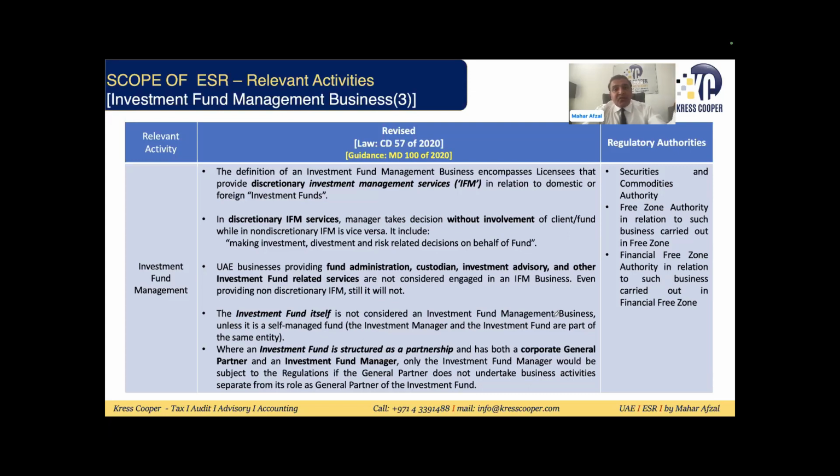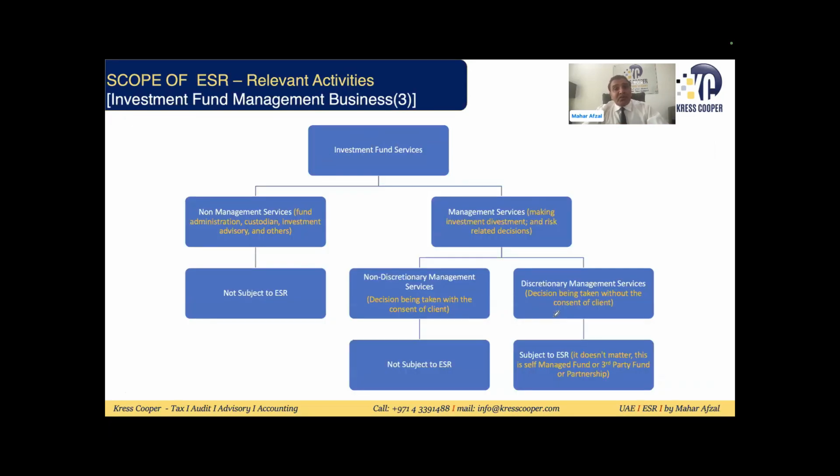Any services like fund manager, custodian, investment advisory services provided to the fund or fund related services will all be considered ancillary, supporting services. It will not be subject to ESR. Only discretionary investment fund management services will be subject to ESR. Otherwise, the rest of the things will not be subject to ESR. Just look into this diagram. Investment fund management services might be non-management services like fund administration, custodian, investment advisory, and other services. It will not be subject to ESR, straightforward.